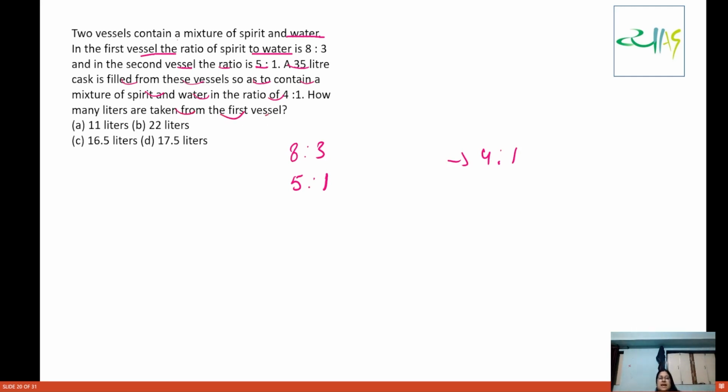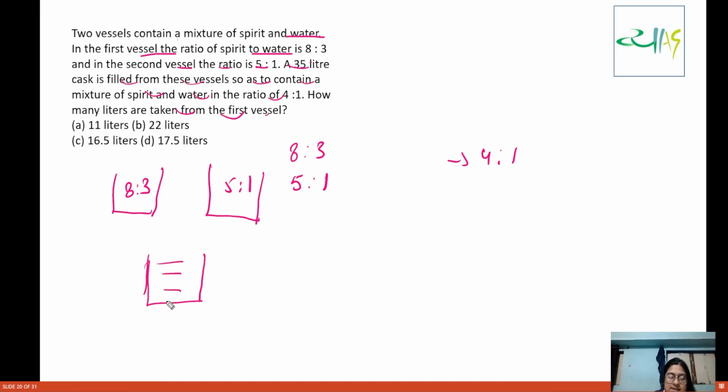Now it is saying that there are two vessels and they are containing a mixture of spirit plus water. So you have this 8 is to 3 and you have this 5 is to 1. Second vessel is 5 is to 1. Now a 35-liter cask is there, which is filled from these vessels so as to contain the mixture of spirit and water in the ratio 4 is to 1.